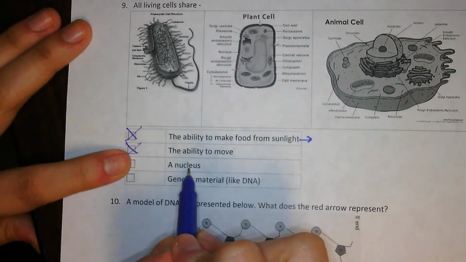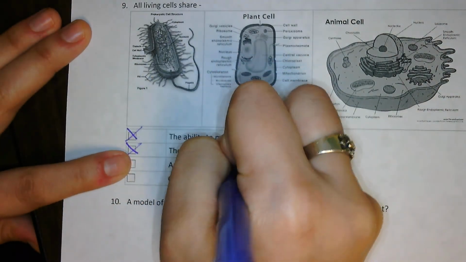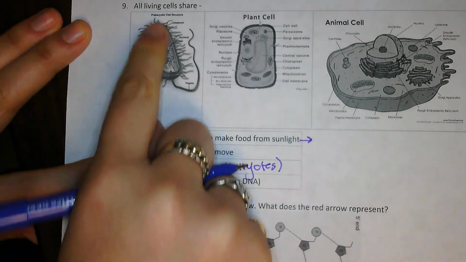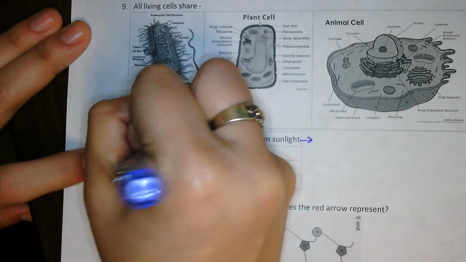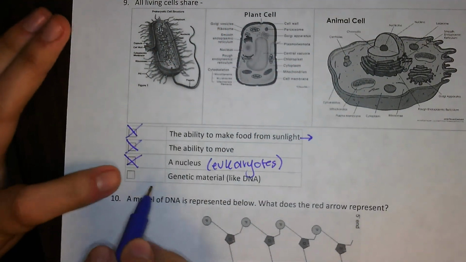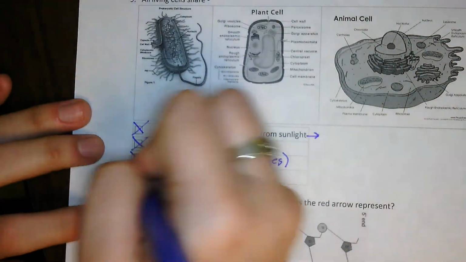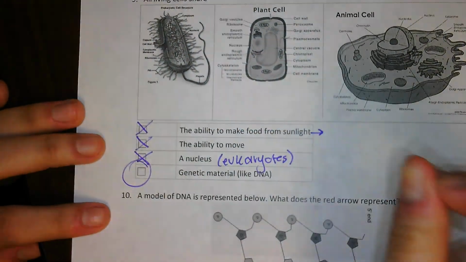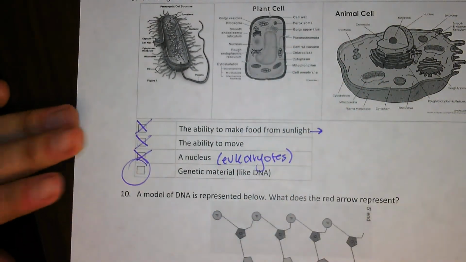All cells have a nucleus? Only eukaryotes have a nucleus. But this first cell does not have a nucleus, and it is still living. So this cannot be inclusive to all cells. And last one, genetic material like DNA. This is my right answer, absolutely. All living things have some kind of genetic material. All living things share a genetic code.